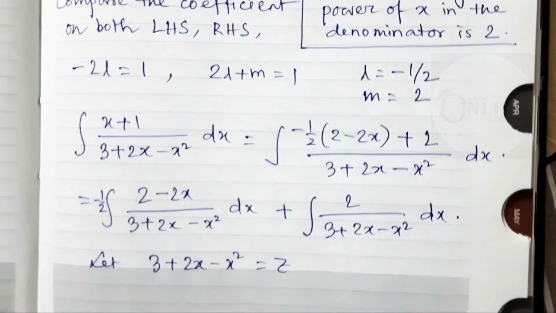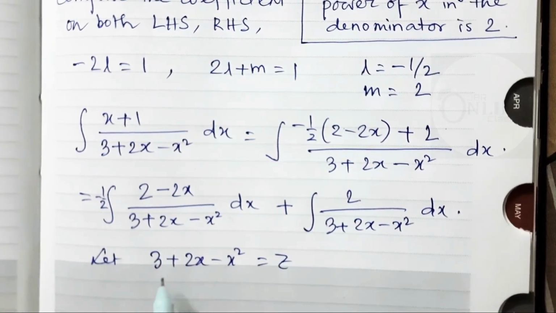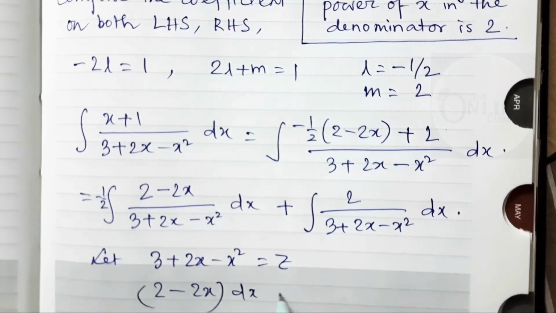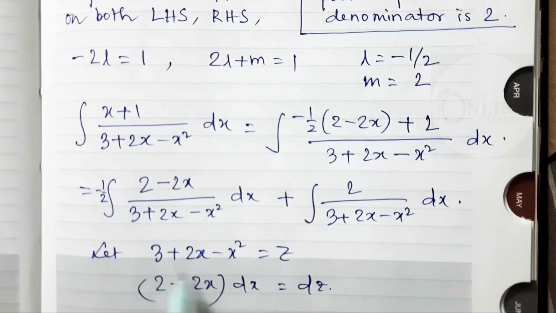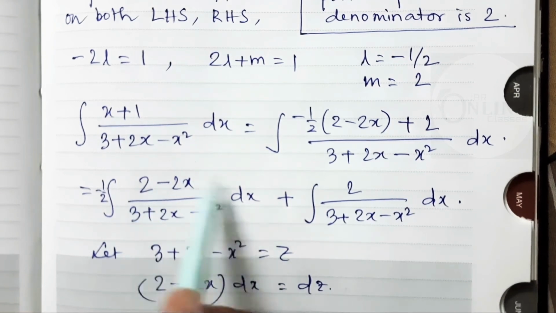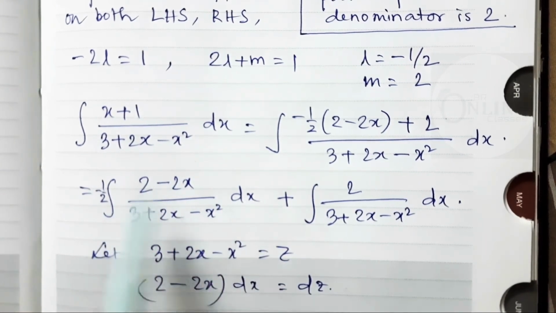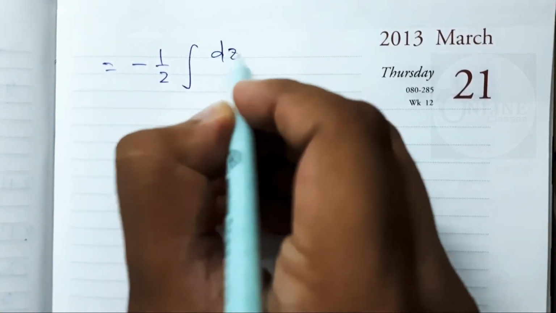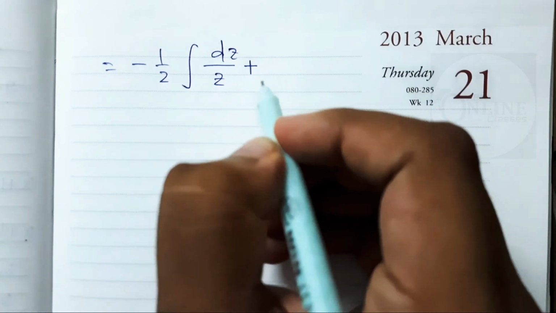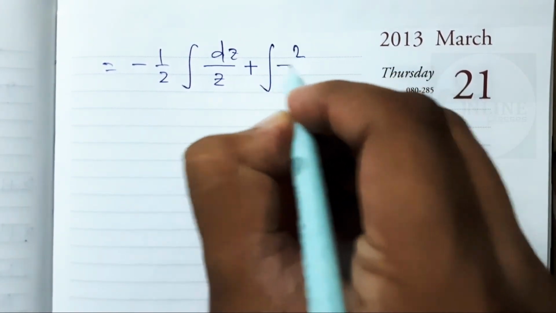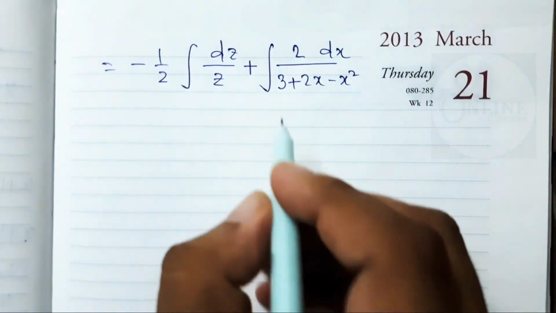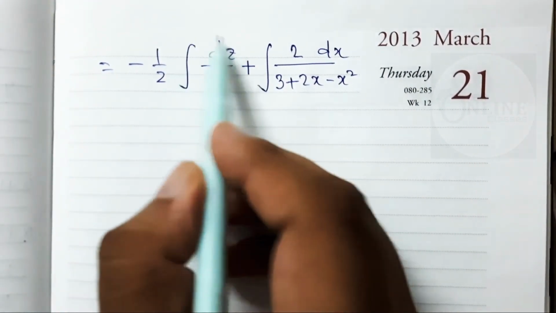Okay, now if you just differentiate, it is going to be 2 minus 2x dx, that is going to be dz. I am just differentiating. So here you can see that this quantity is actually present in the numerator. So this integration is going to be minus half integration dz by z, and the other integration is already there, 2 by 3 plus 2x minus x square dx.